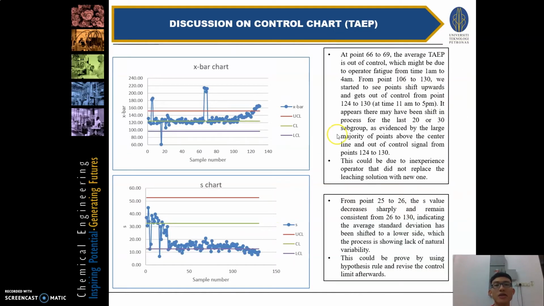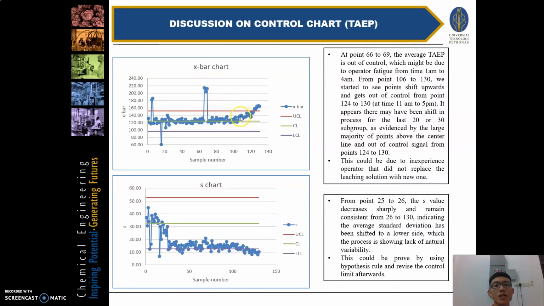After this, for the TAEP control chart, we can see that there are 4 data points above the upper control limit, and this might be due to operator fatigue because this happened from 1 AM to 4 AM, and to the knowledge that I have, during the night time there will be more problems in the plant than in the daytime because operators might sleep at night, and this has to be solved by having stricter rules in the plant.